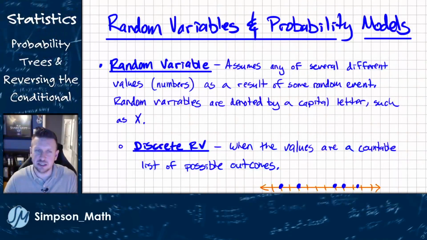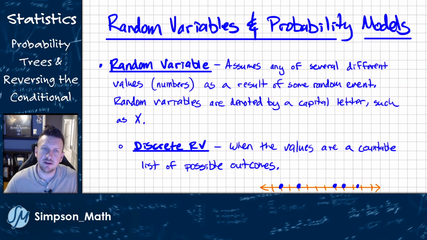Hey, this is Leach with Simpson Math, and in this video I'm going to be talking about random variables, specifically discrete random variables, their probability models, how to get their mean, aka their expected value, standard deviation, variance, and I'll show off how we can do it using technology. So let's get started with a few definitions.